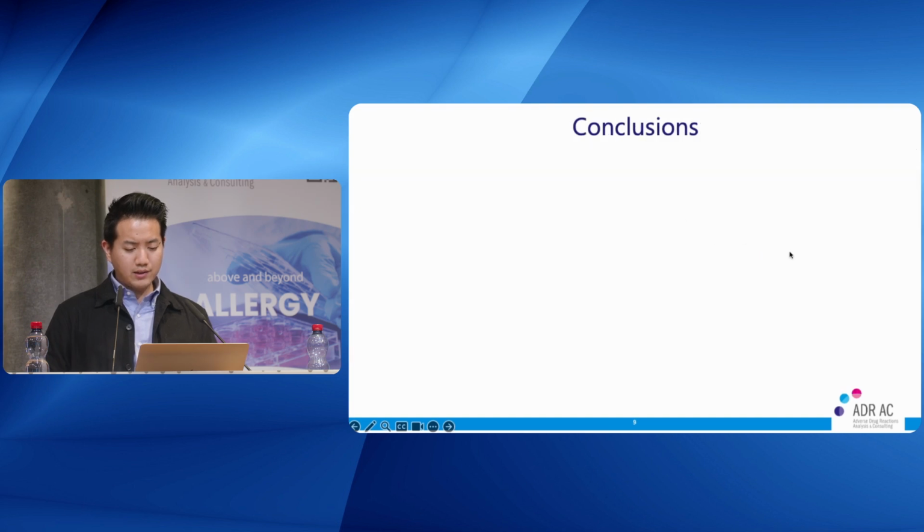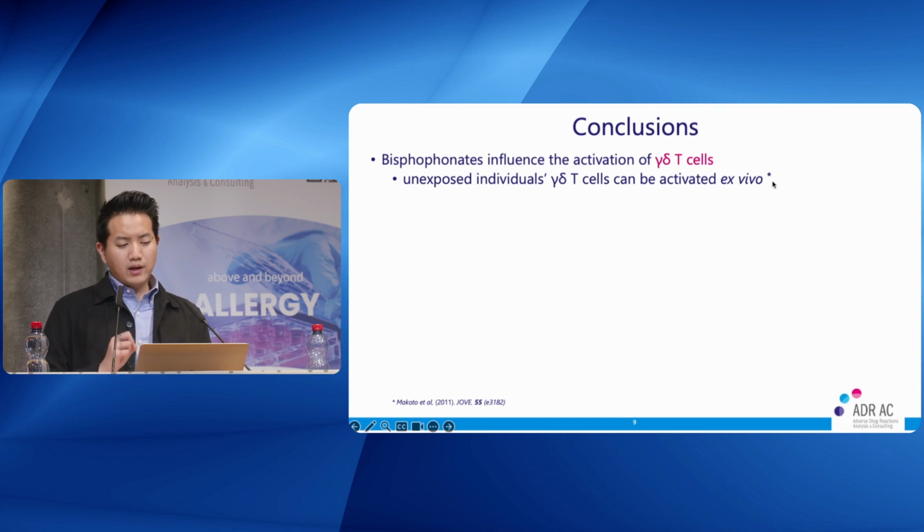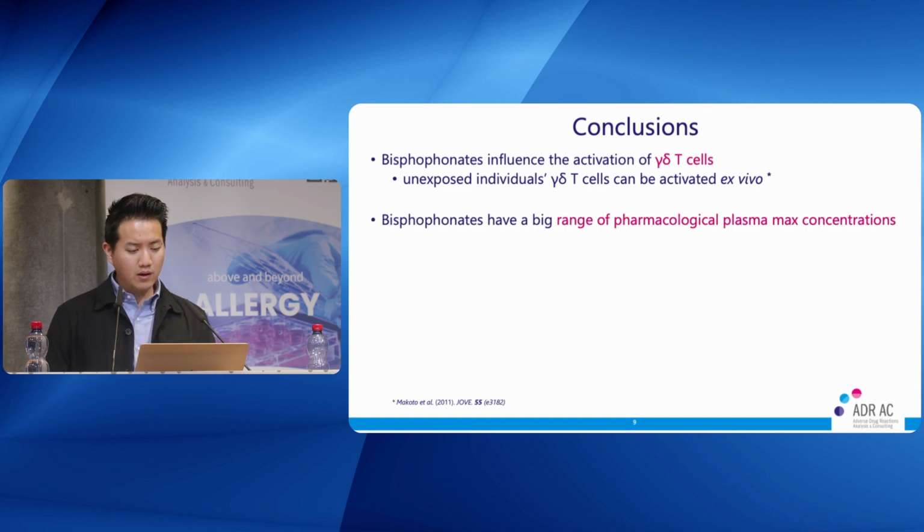So then concluding this, I show you here that bisphosphonates influence the activation of gamma delta T cells. And others have actually shown that if you isolate gamma delta T cells and expand them in vitro, you can actually induce, so these are individuals who have never been exposed to bisphosphonates, you can actually still activate them with the bisphosphonates in vitro. And indeed, it's important to consider plasma max concentrations and how this influences your reactivity of your cells in the Cyto-LTT.